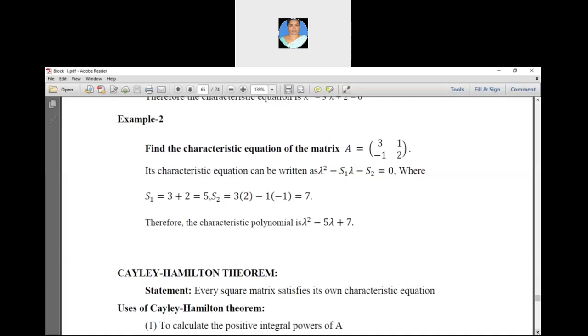So our formula is lambda square minus S1 lambda plus S2 equal to 0. S1 equal to the sum of the main diagonal elements. S2 equal to the sum of the minors of the main diagonal elements. So now you get the result as S1 equal to 5 and S2 equal to 7. Now you substitute. Therefore, the characteristic polynomial is lambda square minus 5 lambda plus 7 equal to 0.